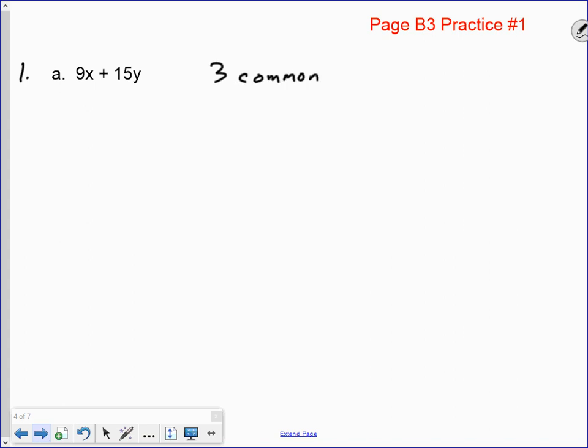Both of our numbers are divisible by 3, so we'll bring a 3 out front. And what do we need inside our brackets? We need 2 terms, a 3 and an x, because 3 times 3x gives us the 9x, and a 5y. 3 times 5y gives us the 15y. Okay? So work your way through those practice questions, and then we'll continue with the next kind of factoring.